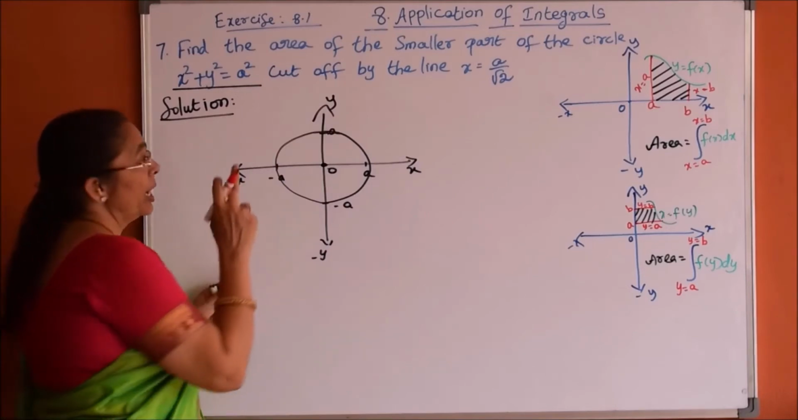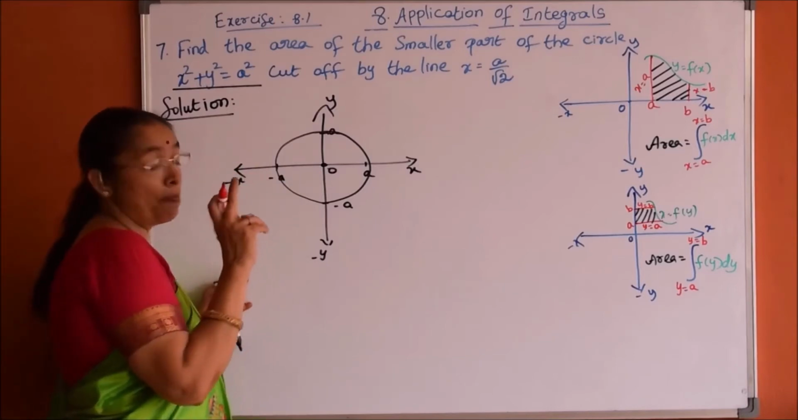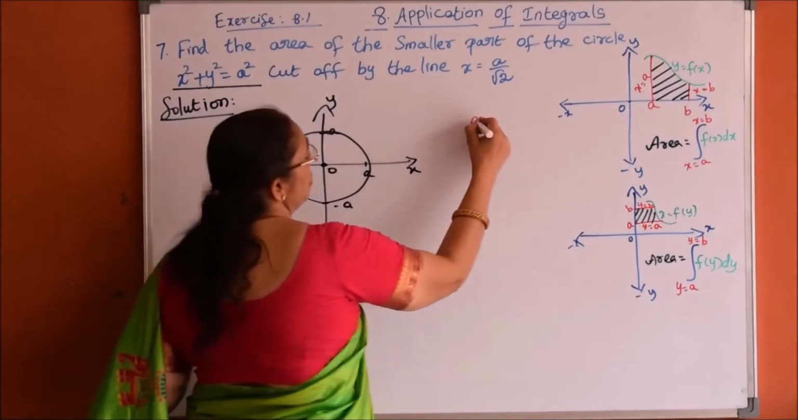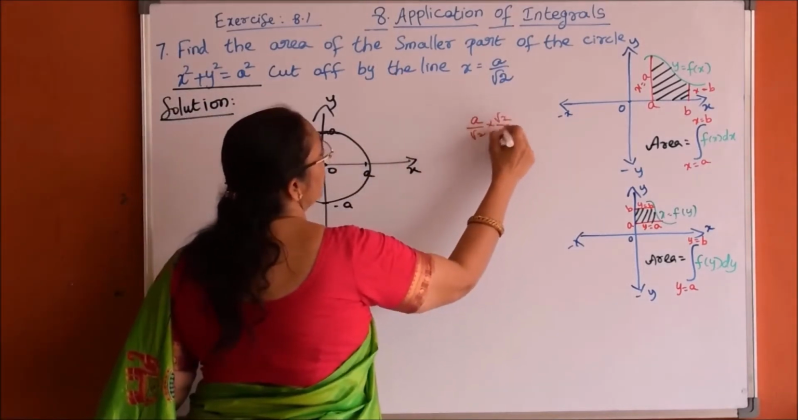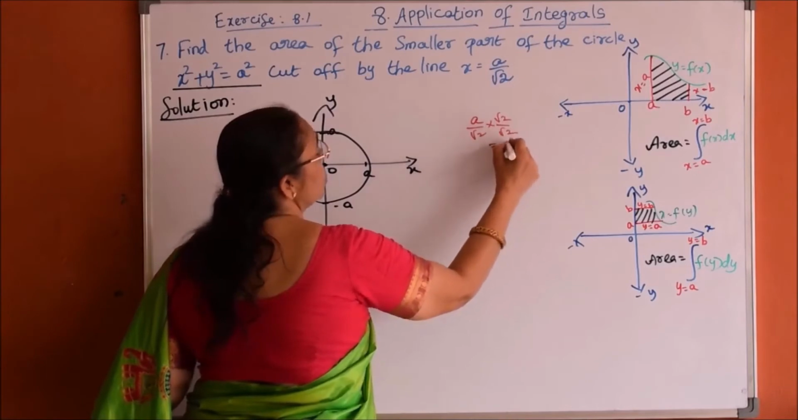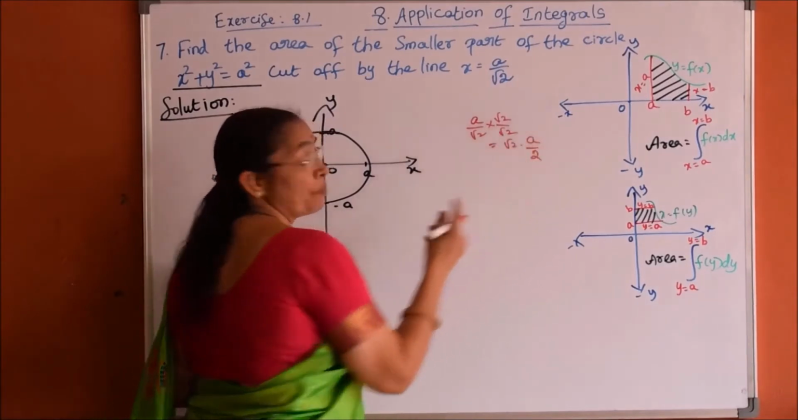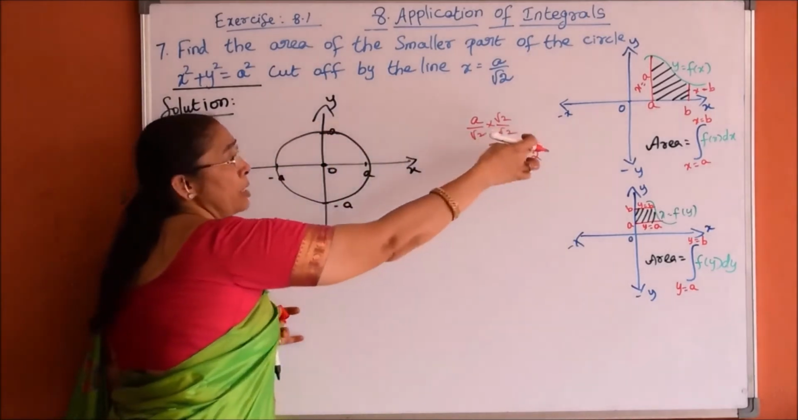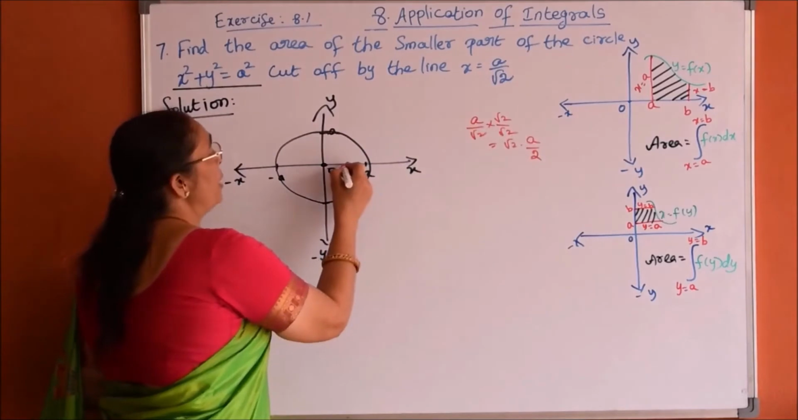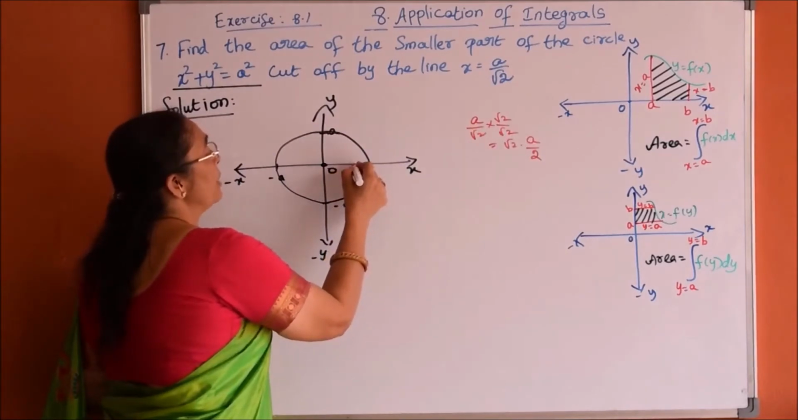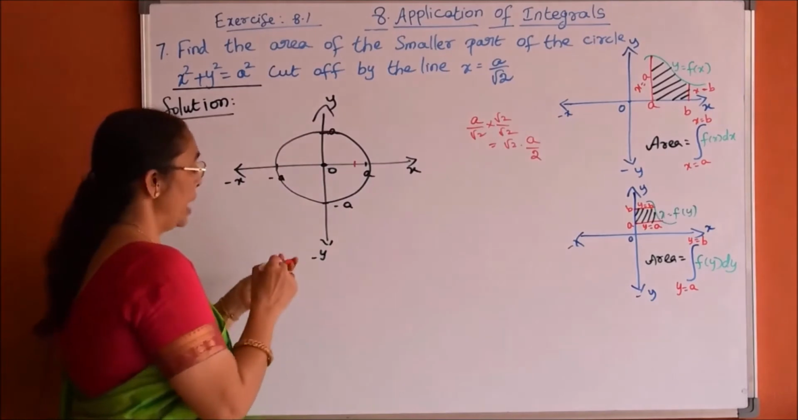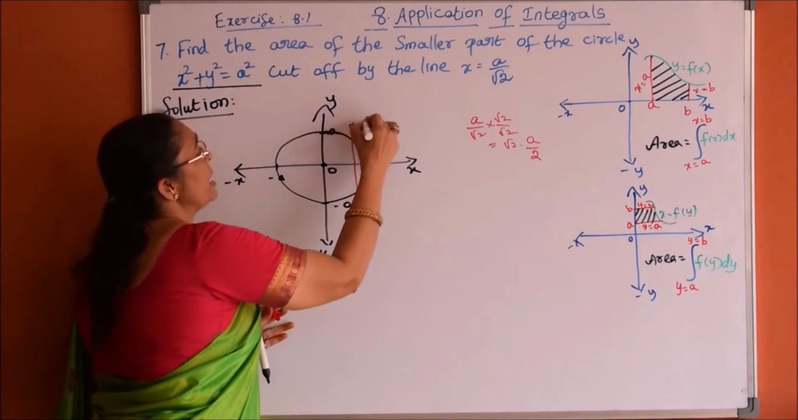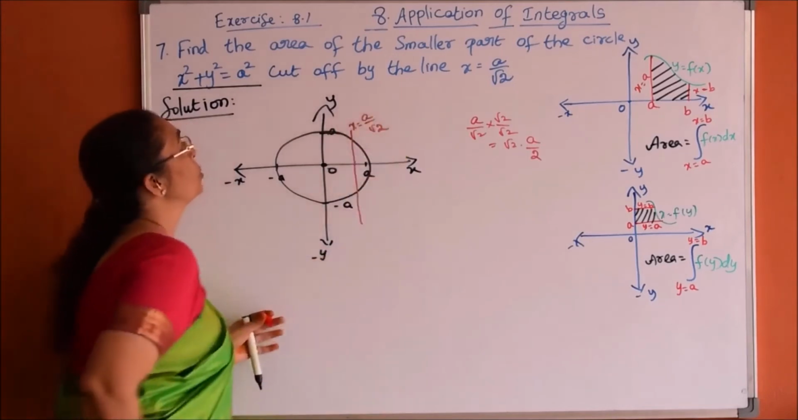X is equal to constant is a line parallel to y axis at a distance of a by root 2. If I do rationalization, you will get root 2 by 2, which is nothing but root 2 into a by half. This is half of a, a little more than that, root 2 times of half of a. So, a by 2 will be here, and it is more than that. So, your a by root 2 will be a line here. This is the line x is equal to a by root 2.